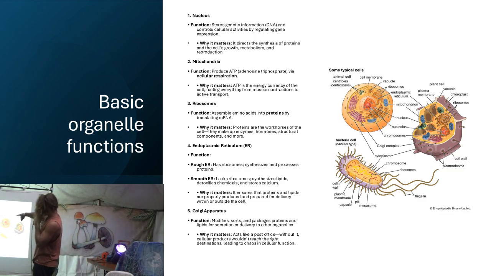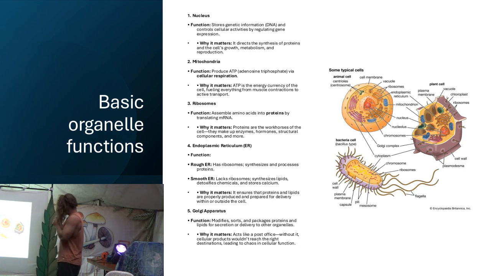Your ribosomes is where your proteins are translated and created. Well, not so much. The endoplasmic reticulum is where your proteins are mainly synthesized, and the Golgi apparatus packages your proteins and lipids and sends them off to where they need to go.